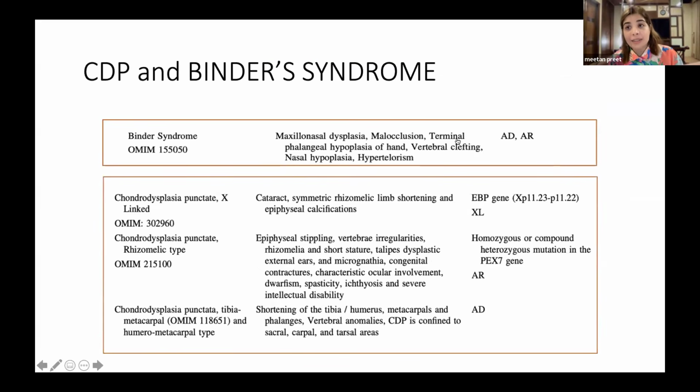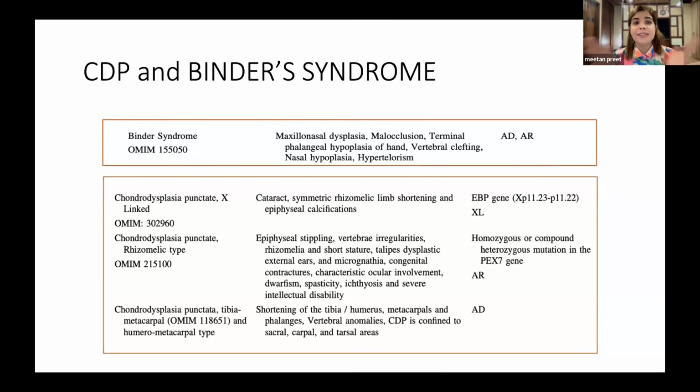A word about Binder's syndrome, because we've discussed the whole circle, only Binder's syndrome is left. Again, Binder's syndrome has a different mode of inheritance than chondrodysplasia punctata. It is an entirely different entity on its own. There is maxillonasal dysplasia, which means that you'll have a Binder's phenotype, malocclusion, terminal phalangeal hypoplasia of the hand, again brachytelephalangy. You might have vertebral clefting, nasal hypoplasia, as well as hypertelorism.